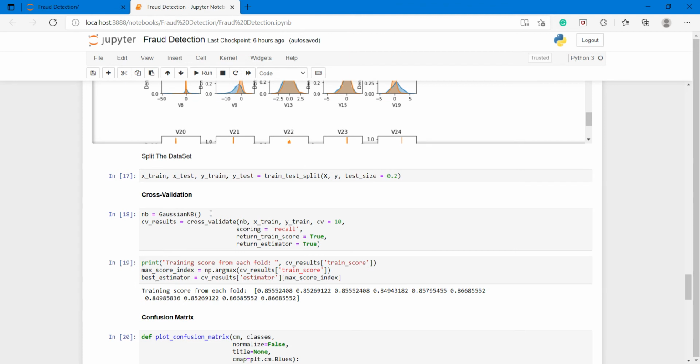Let me give you a brief overview of the Gaussian Naive Bayes algorithm. Most of us are familiar with Bayes theorem, which has an equation. The expression is: probability of A given B is equal to probability of B given A times probability of A, divided by probability of B.